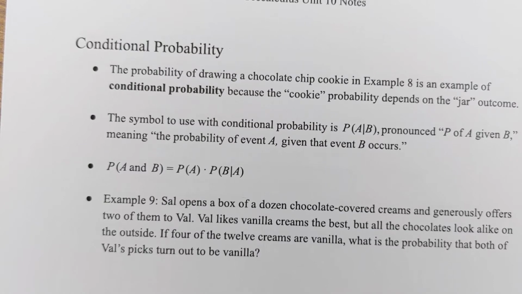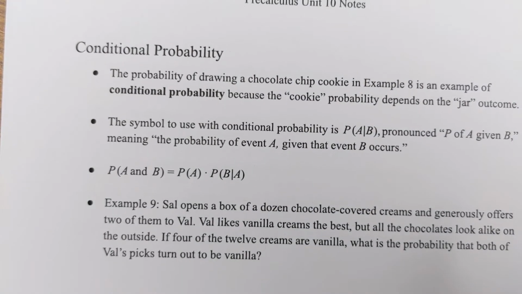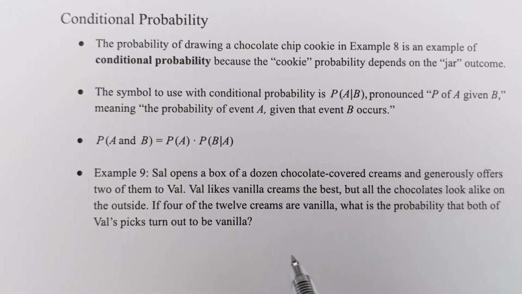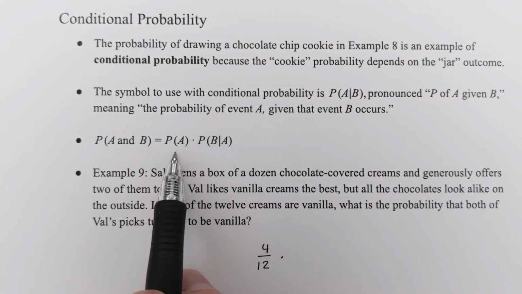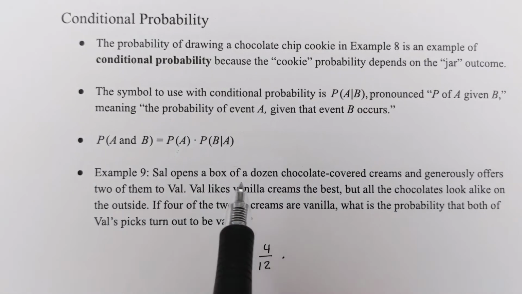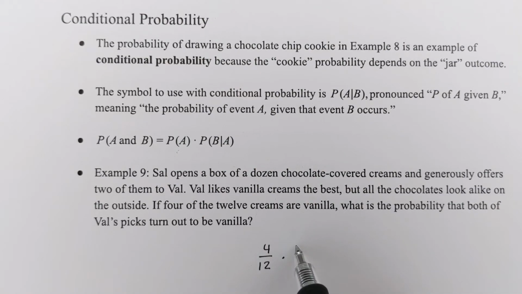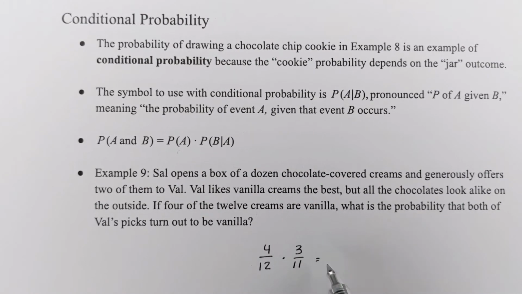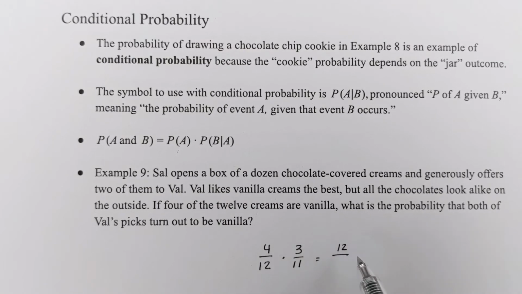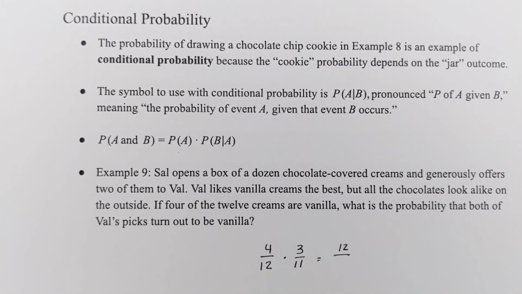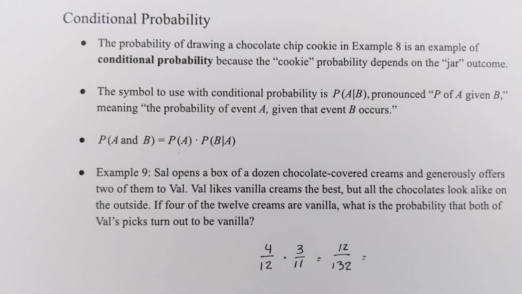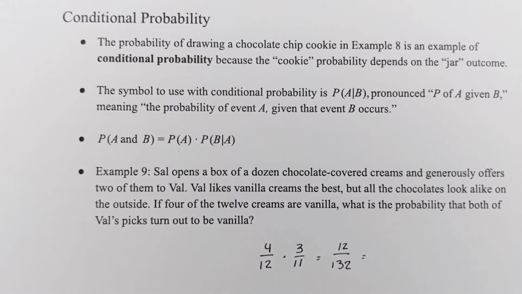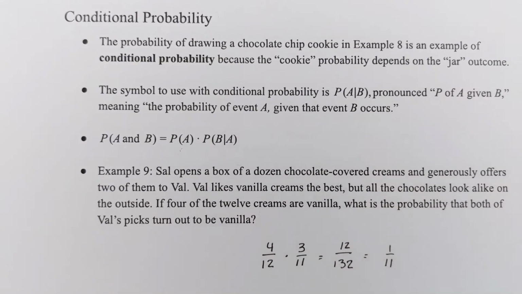Okay, so the other way we can do this is to think about it in terms of draws. On her first draw, there are 4 vanillas out of the 12. So that's P of A, the probability of getting one. P of B given A means that the next time I draw, there's now only 3 vanillas with 11 left over. So this is 12 out of, I'll do that in my head, 132, which reduces to our previous answer of 1/11.